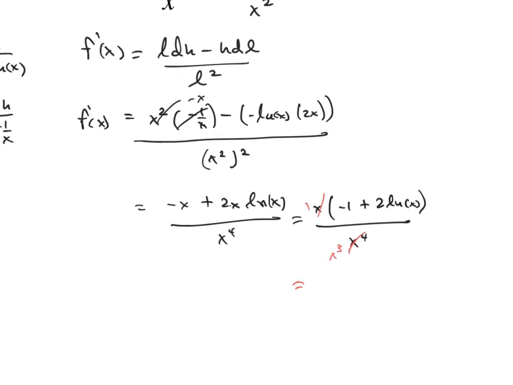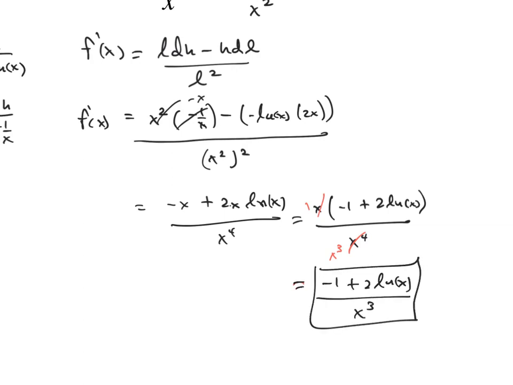So let's look at that. I think we would have a negative 1 plus 2 natural log of x. Of course, I could write that in the other order if I wanted, all over x cubed. I could have factored out a negative out in front. I could have swapped the order of the numerator. A couple of different ways that I could have written it, but this is good enough for me.